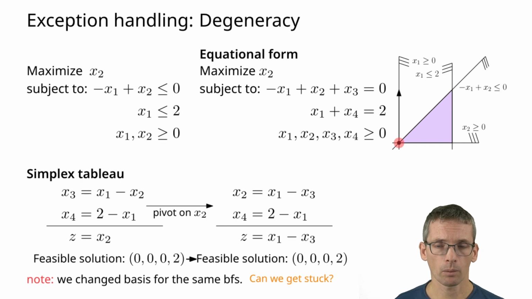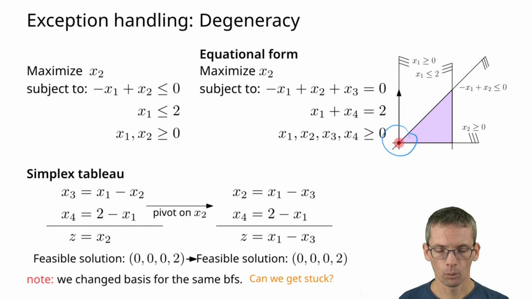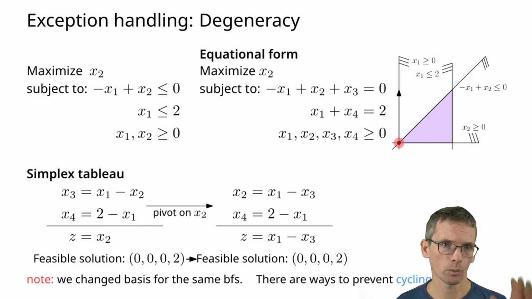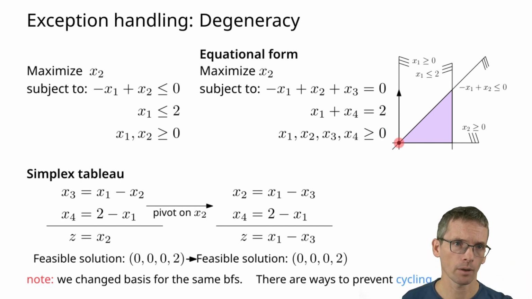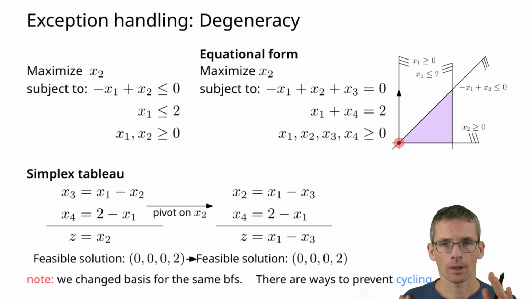And you might wonder, can we get stuck here forever? In principle, yes, and that's called cycling. But by deciding in a clever way which variables to use to pivot, we can avoid cycling. We are going to look at that in a later video. Here just the message: cycling or degeneracies occur. They could lead to cycling, but there are ways to prevent cycling.